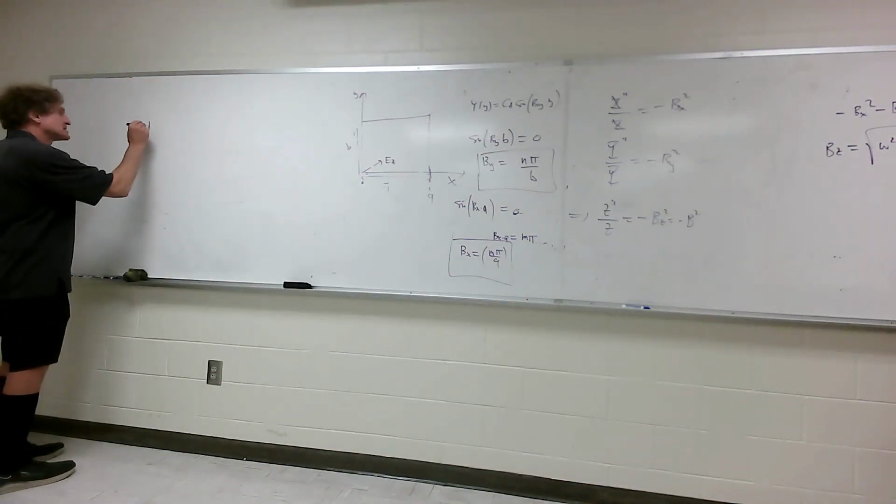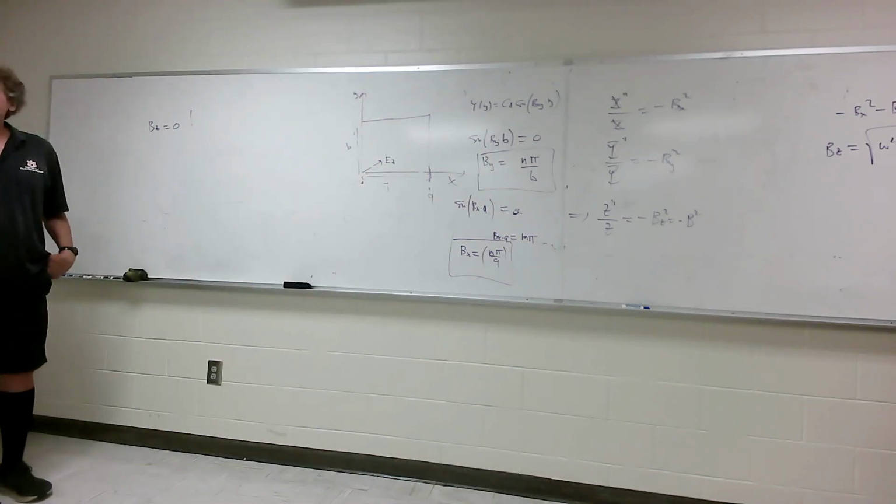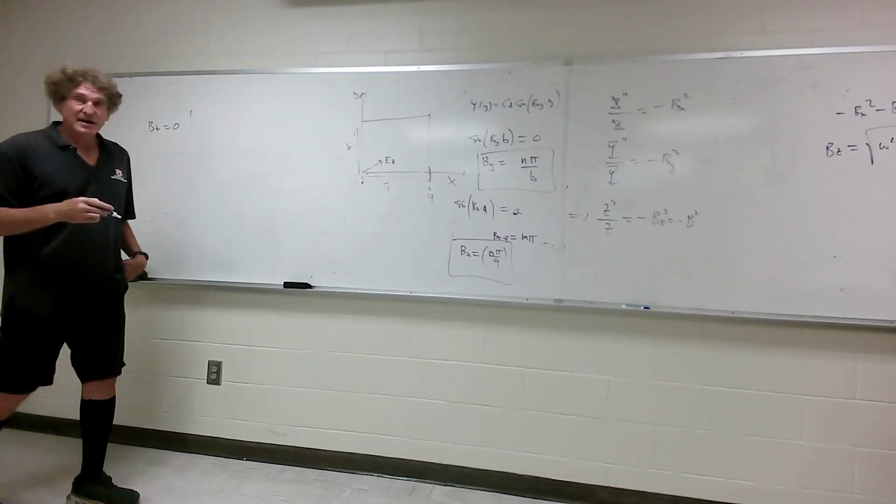Okay, now, when we think about waveguides, there's a critical point. When beta z equals 0, this is real important. When beta z equals 0, it tells you the transitional point: frequencies higher than what makes beta z equal 0, things will propagate. Frequencies lower than that, they won't. And here's how we find out.